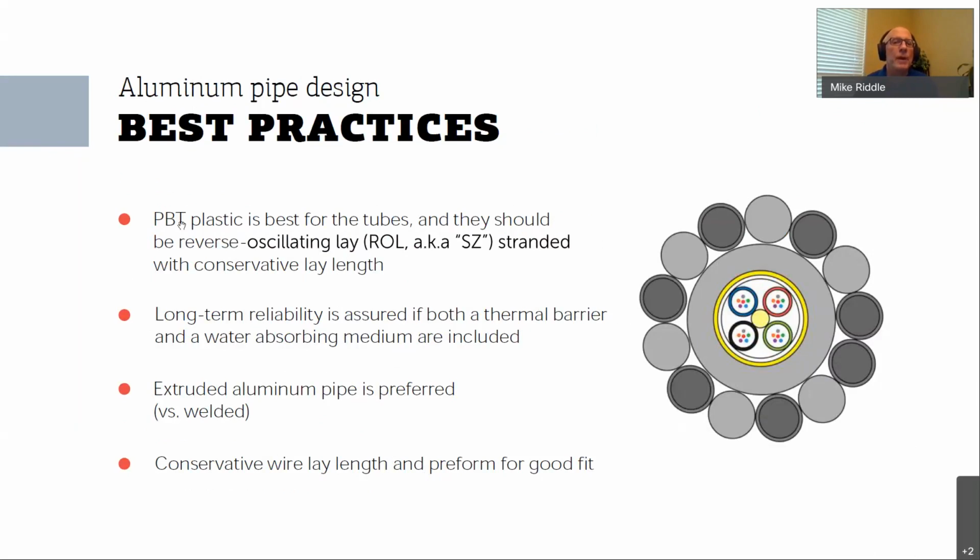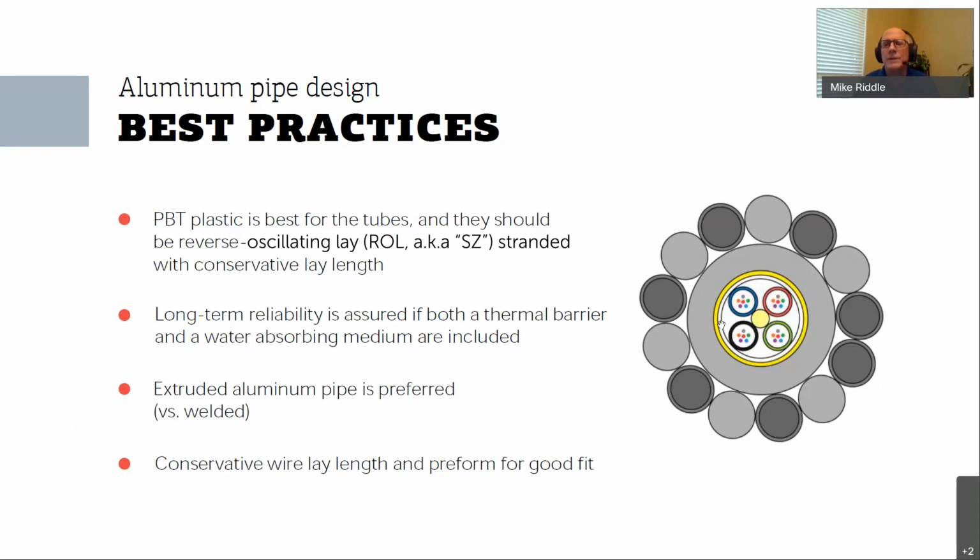Well, first is what plastic do you use? And PBT we think is good. It's durable and abrasion resistant. When you strand these plastic tubes, you should strand them using reverse oscillating lay, sometimes also called SZ stranding, with the conservative lay length.